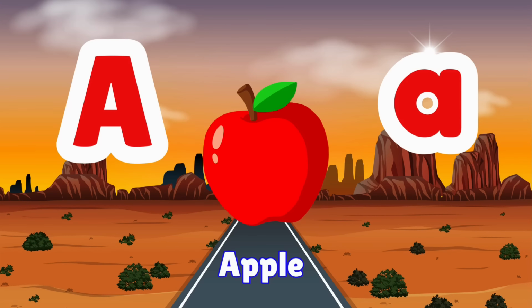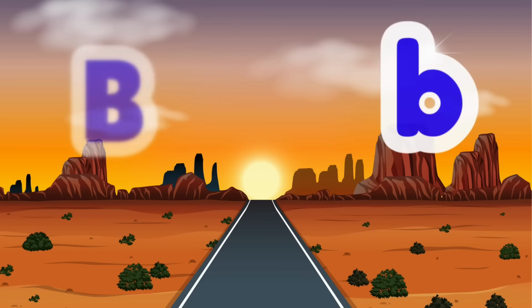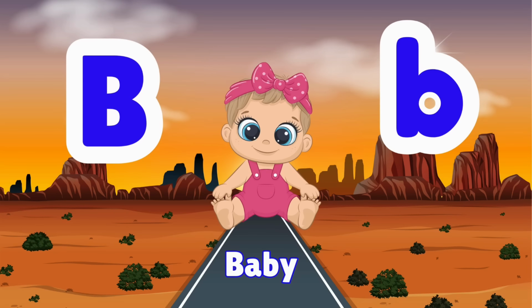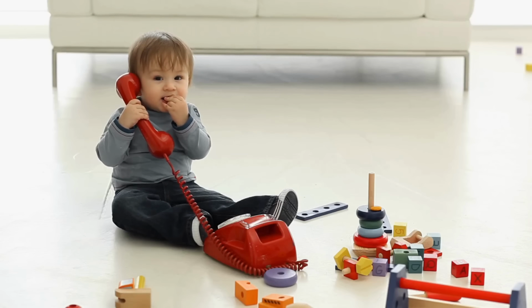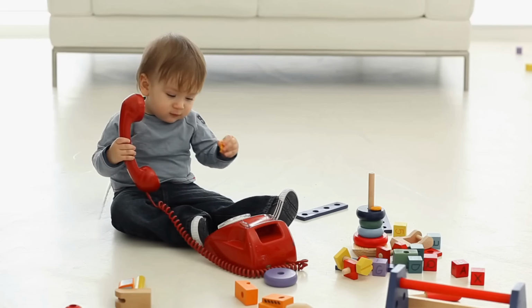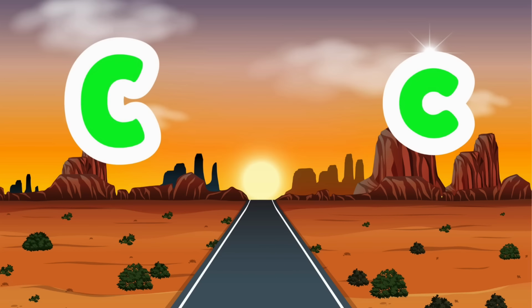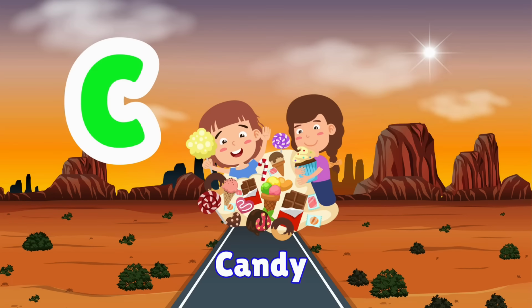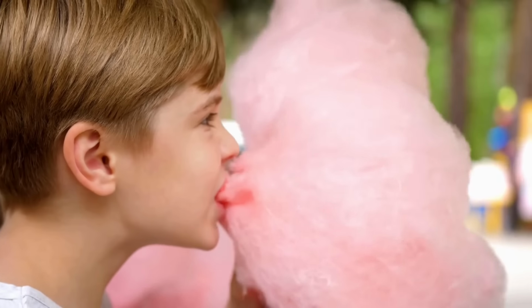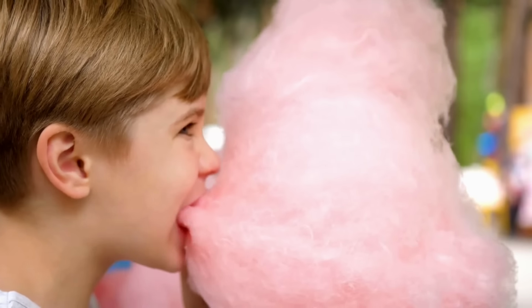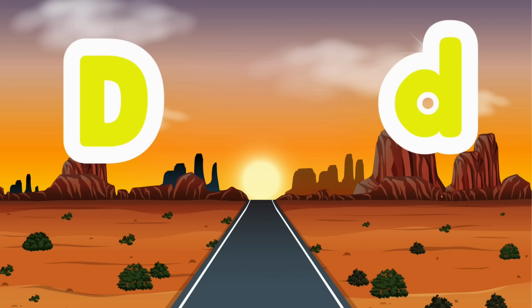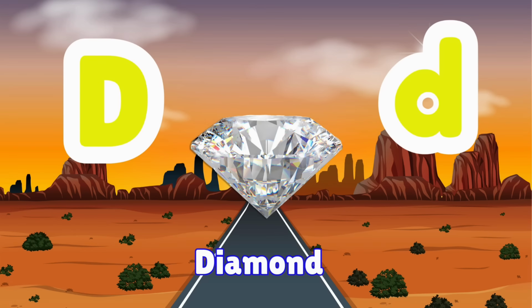A is for apple. B is for baby, b b baby. C is for candy, c c candy. D is for diamond, d d diamond.